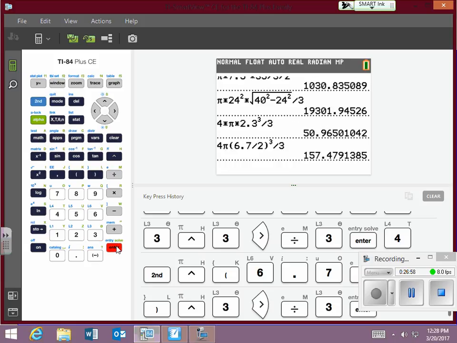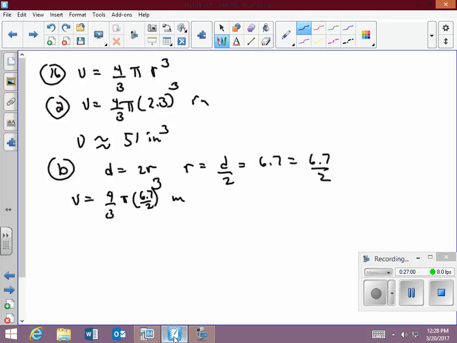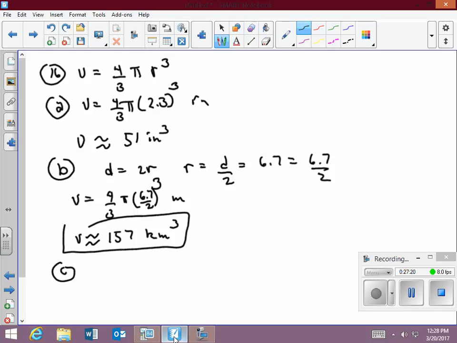157, approximately equal to, and that's kilometers cubed. C. And it says the circumference equals 108 pi meters. So volume is 4/3 pi r cubed.